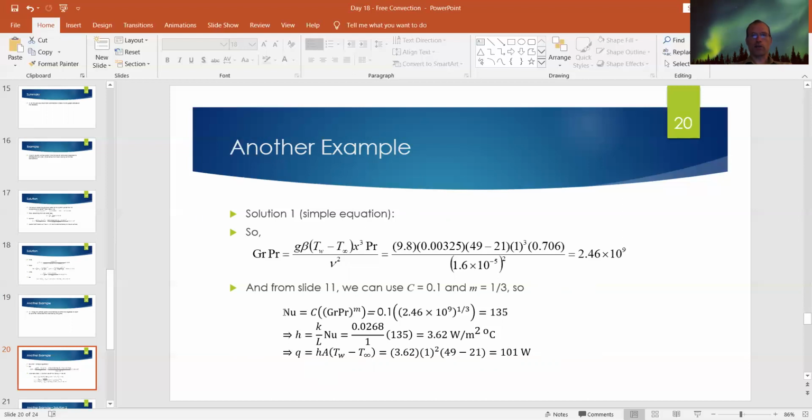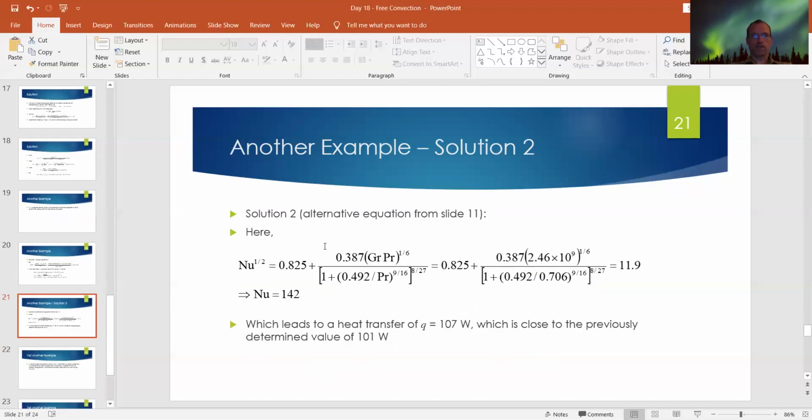So simple equation, I mean Nusselt number, C times Rayleigh number to some power. There's also that second alternative equation. So we use that guy, Nu to the 1/2 equals 0.825 plus 0.387 Rayleigh number to the 1/6 power, over 1 plus 0.492 over Prandtl number to the 9/16 power, whole thing to the 8 over 27 power. Plug in all those numbers, gives me a Nusselt number of 142.